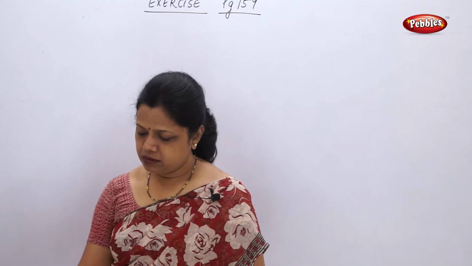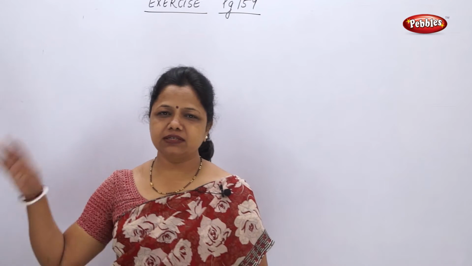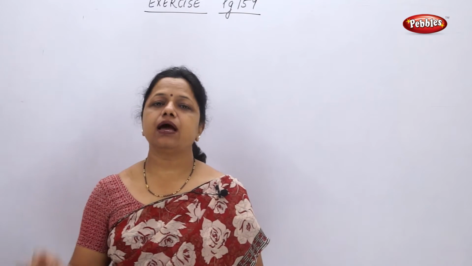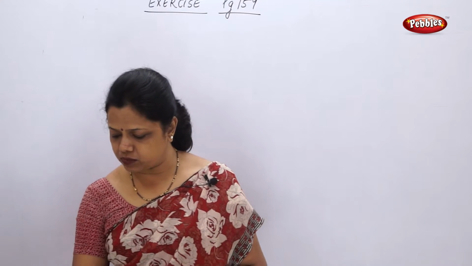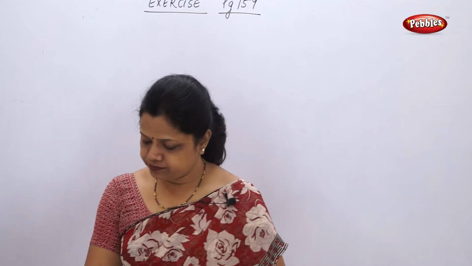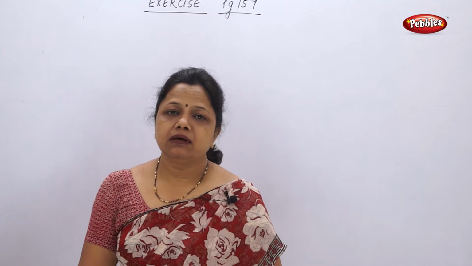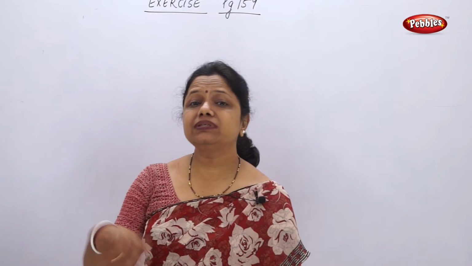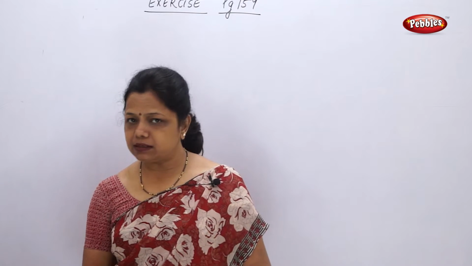First question, fill in the blanks. First one: the two main methods of reproduction are dash and dash. Very easy. Just now we saw asexual reproduction and sexual reproduction. So the two methods are asexual and sexual. Second part: the functional unit in a plant's sexual reproduction is dash. In a plant, I told you vegetative propagation is also possible, but the functional unit to form a seed and then the plant is the flower. So the answer is flower.